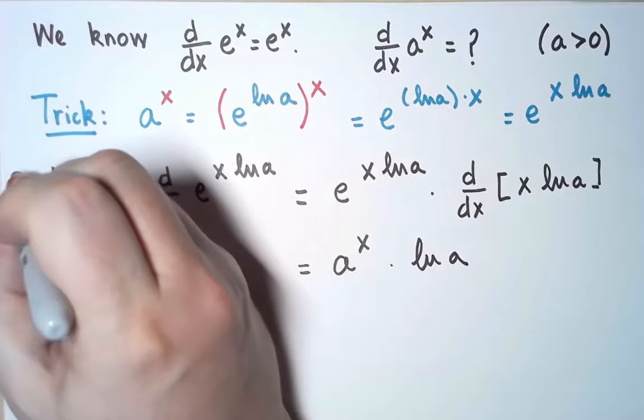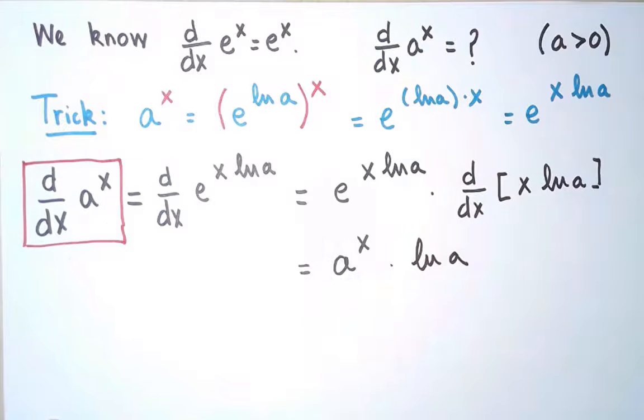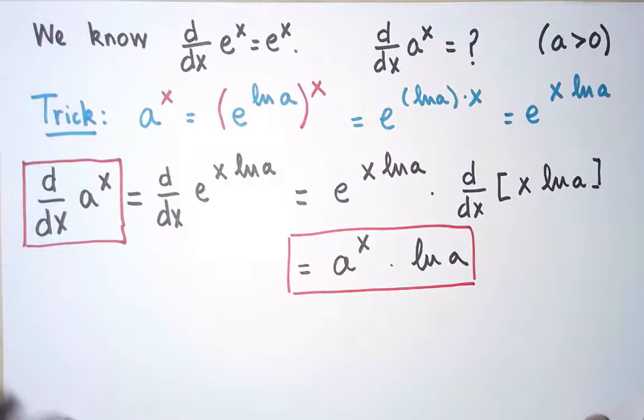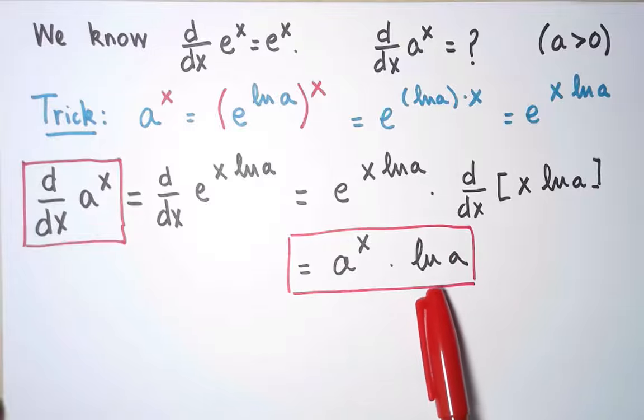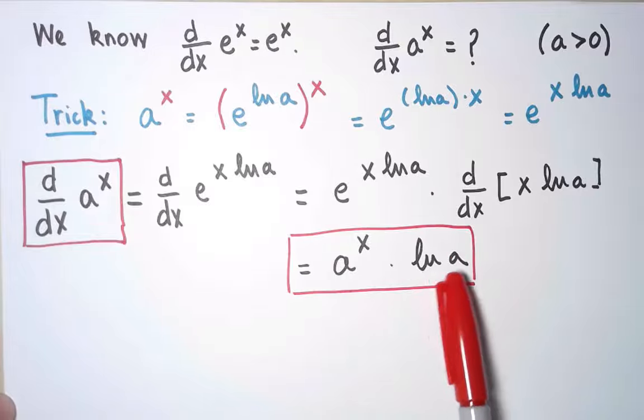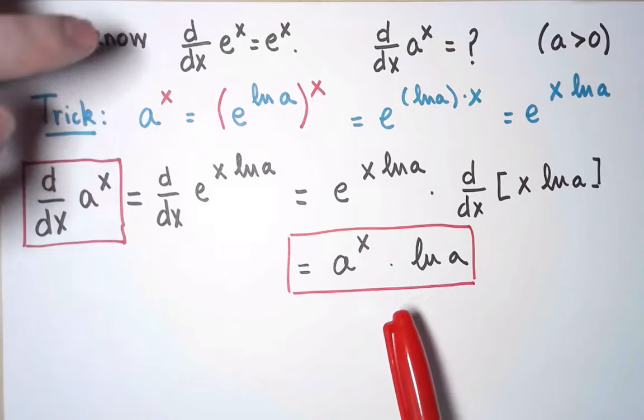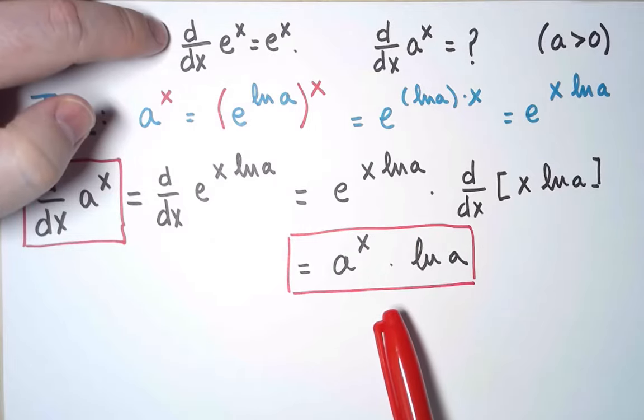The derivative of an arbitrary exponential is itself times ln of the base. Notice that when a equals e, I get ln e, which is 1. So this term disappears and I recover the identity I already knew.